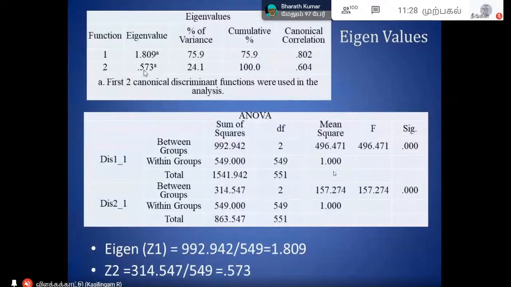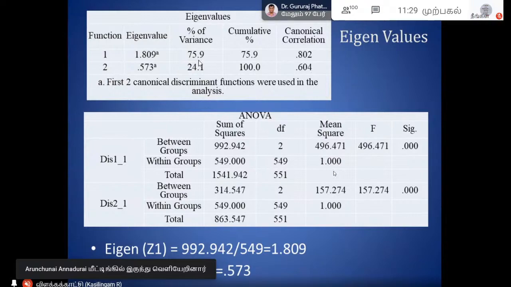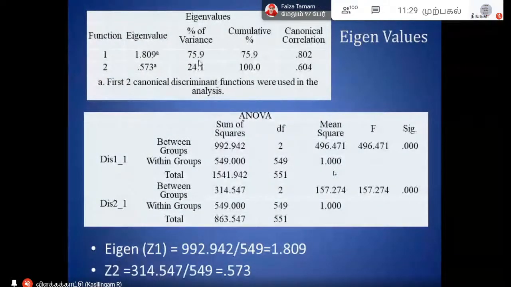Overall 100, if you take total 2 point something, 2.1 divided by 1.8 divided by 2.3, something like that, that is 75%, which means the total difference among the groups, 75% is captured by function 1 alone, the group difference, right? 75% of the group difference is captured by function 1 alone. Function 2 captures 25%. Okay.